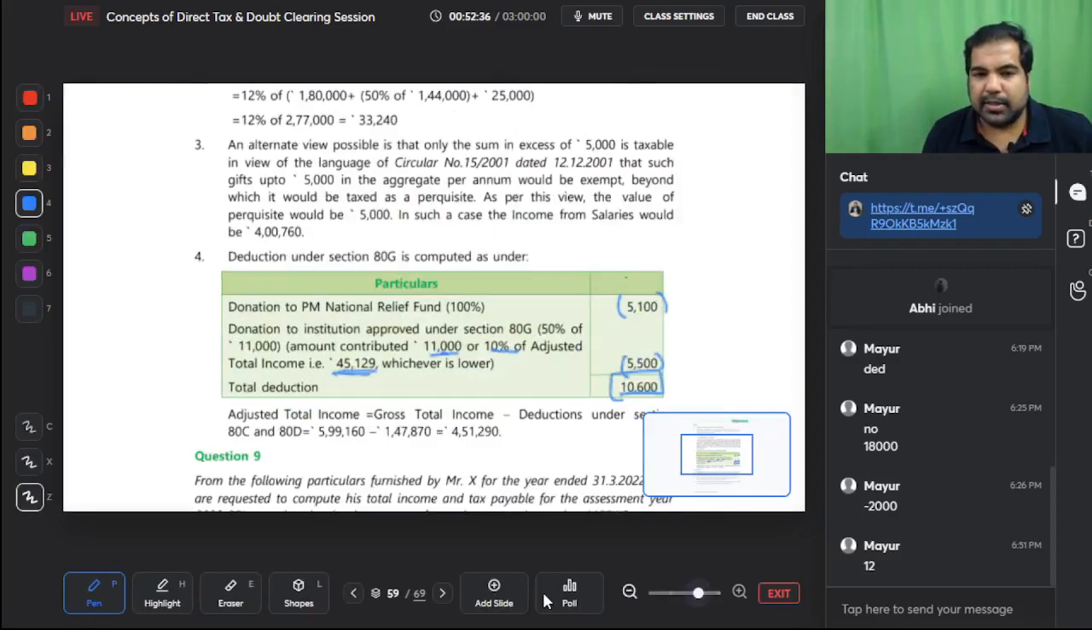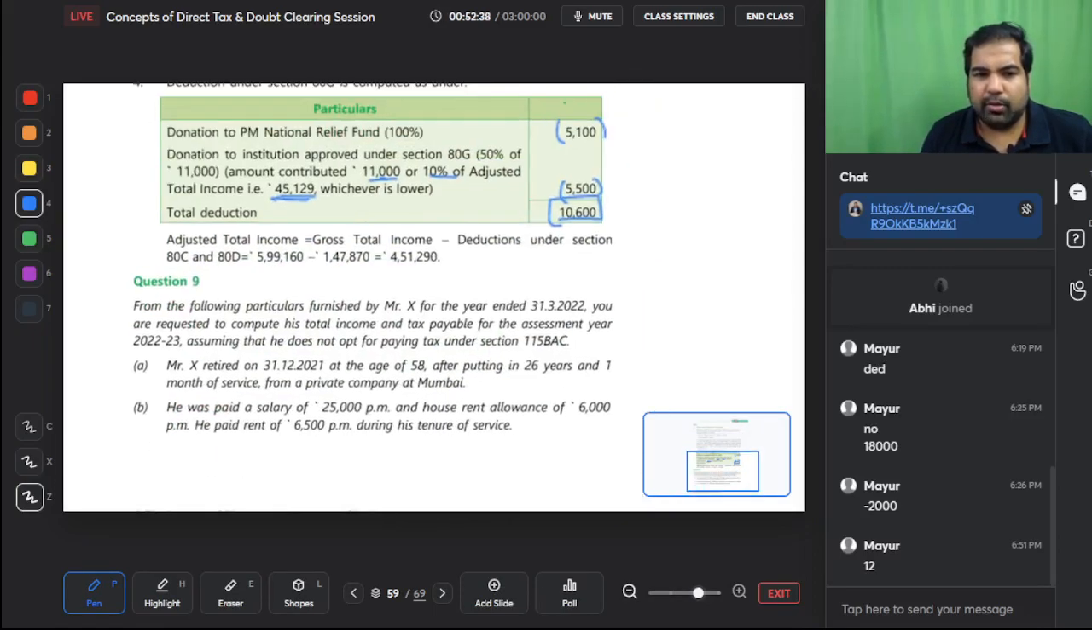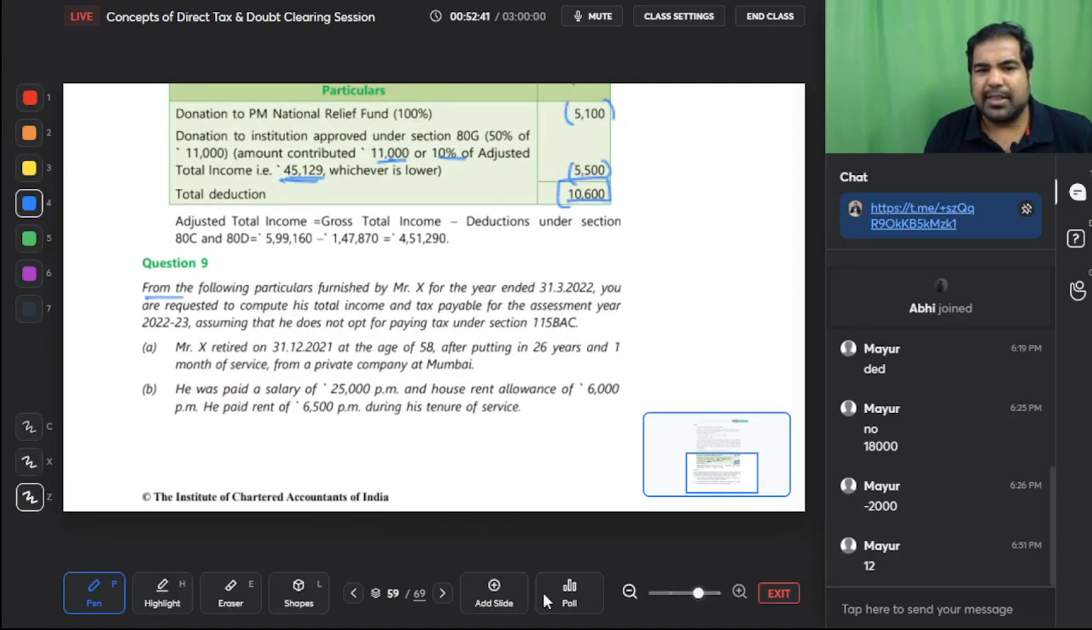Guys, that is the 8th question. Looking at the 9th one now. Again, guys, this is salary. I'm not going to do this because it's all about retirement, tenure, service, etc. Not important.